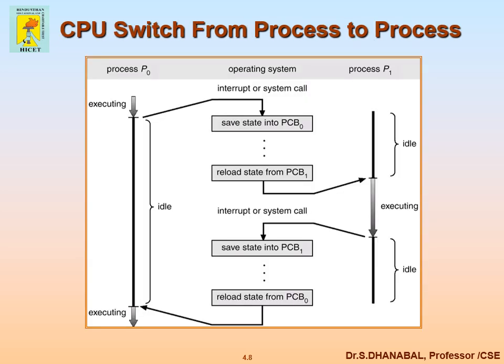Here we have a process P0 and a process P1. When P0 is in the execution state, PCB0 will store the information about process P0. PCB1 will store the information about P1. The information is what we have seen, all those 10 items of information.